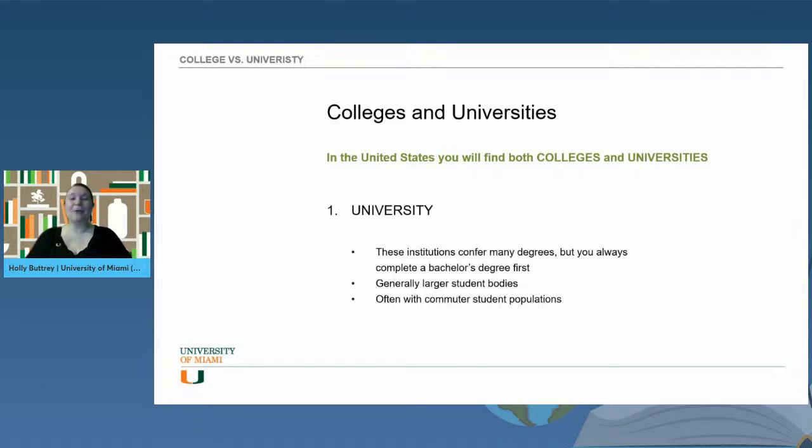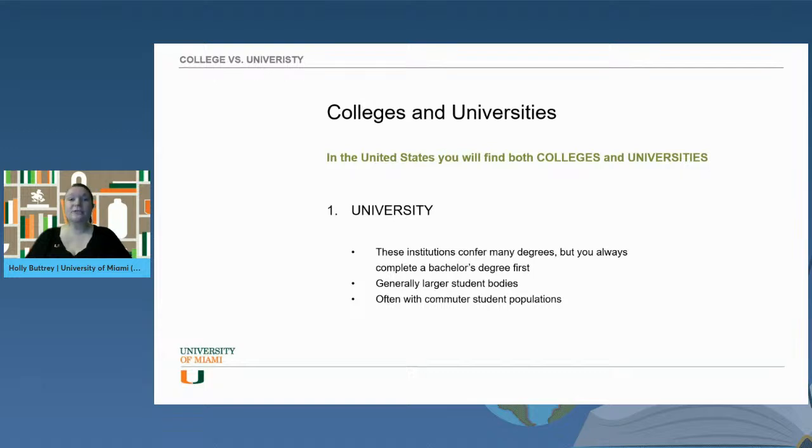And so when you think about universities, these institutions generally confer many degrees. This might be bachelor's, master's, PhDs, MDs, doctoral degrees in general. But you will always complete that bachelor's degree first. I know in some countries around the world, I just got back from a trip to Brazil, and students were asking about law, about medicine, because you can go directly from your secondary school study into law, into medicine.